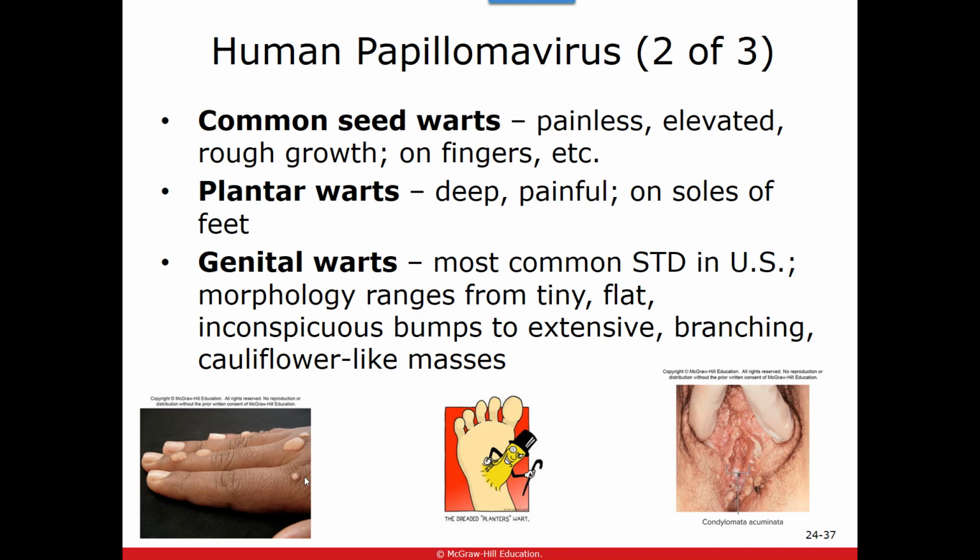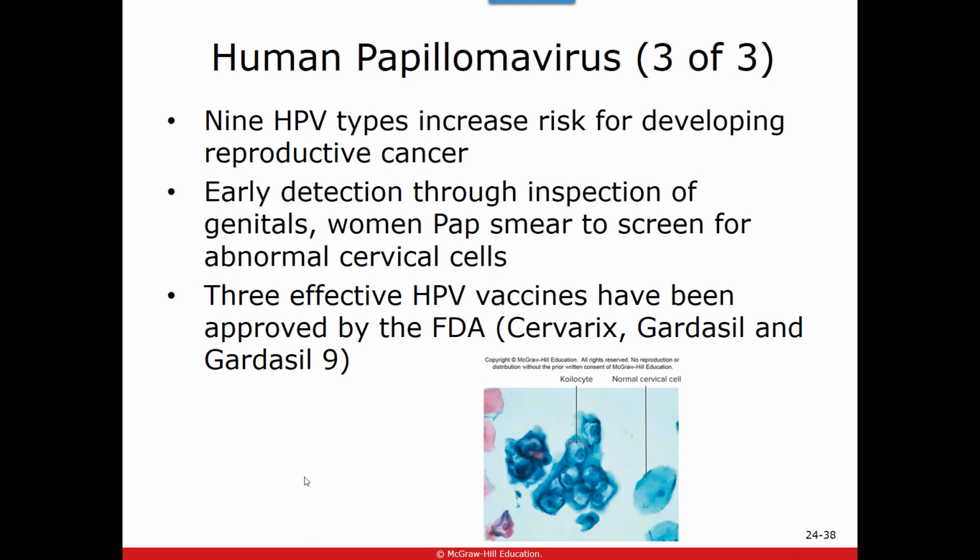Genital warts are the most common STD here in the United States, yay. And again, you've got little inconspicuous bumps. They can be branching, they can be spreading, they can be large cauliflower-like masses. They're unsightly in the genital area. But altogether, there are lots of different human papilloma viruses.